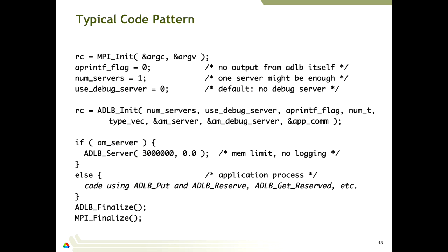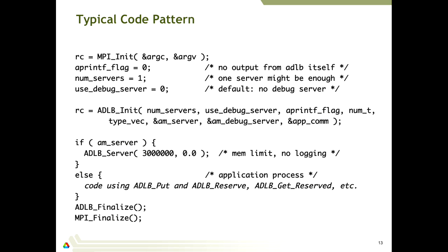There's an MPI init, there's an ADLB init, and on the ADLB init, you say how many servers you want. Different applications find that they need different proportions of their MPI processes to be dedicated to ADLB servers. It depends a lot on the granularity and the size of the work. So sometimes you can get by with only one server. Sometimes you need, say, 10% of your MPI processes to be servers.